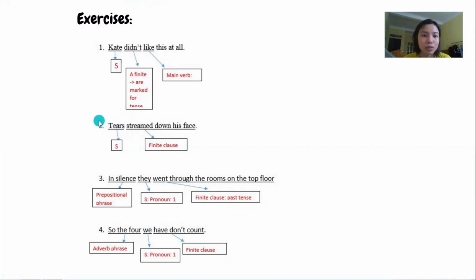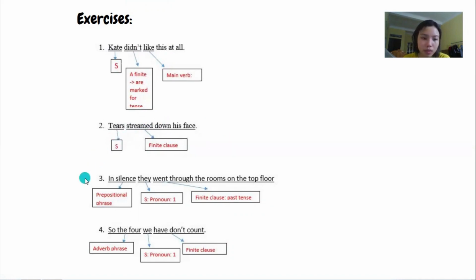Sentence number 2: "Tears streamed down his face." In this sentence, it is also a finite clause because we only have one main verb, "streamed," and "tears" is a thing and the subject of the sentence.